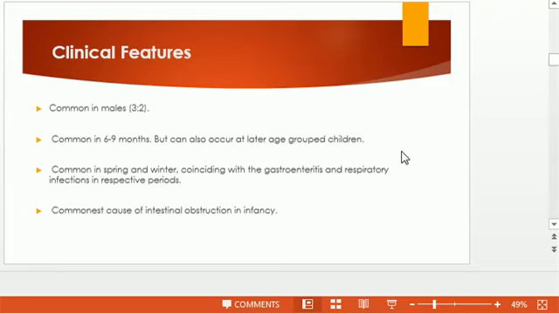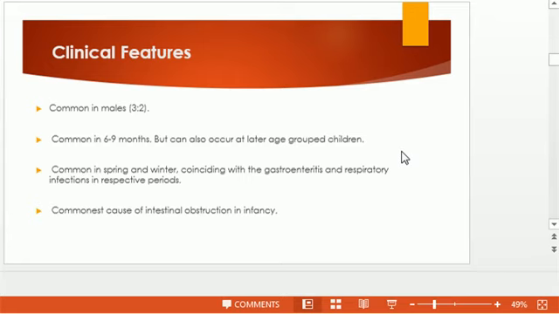Now, the clinical features: how do these cases of intussusception present? It is common in males, as I told you earlier, with a ratio of 3 to 2. The commonest age is infants between 6 to 9 months, but it can also occur in later age group children. It is common in spring and winter, coinciding with gastroenteritis and respiratory infections in the respective periods.